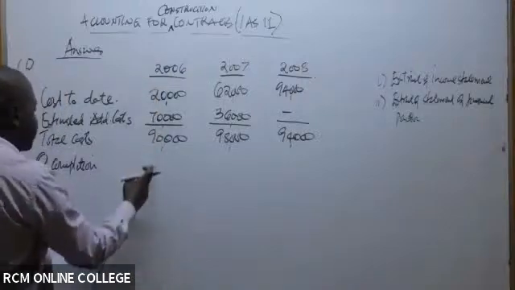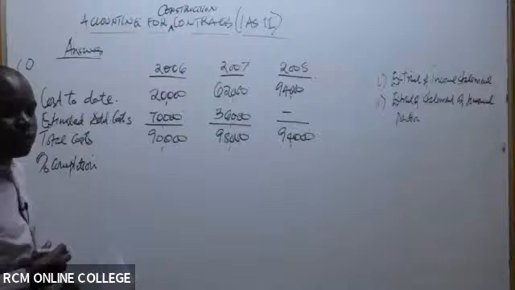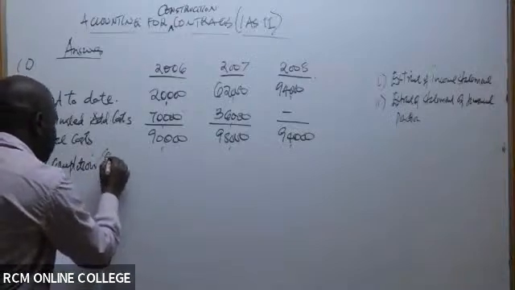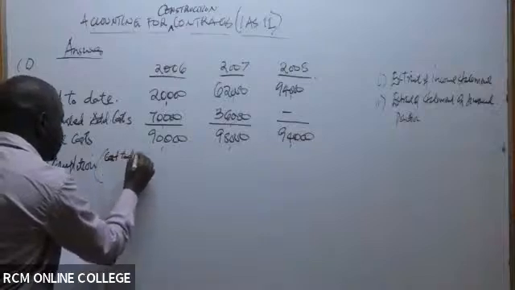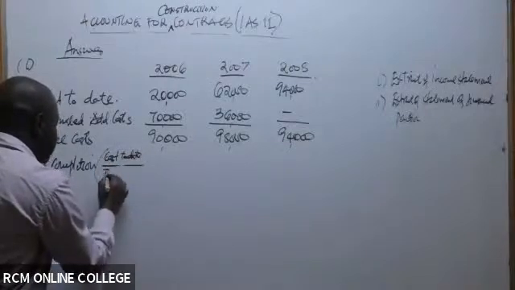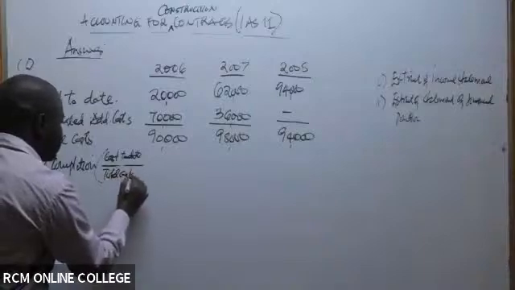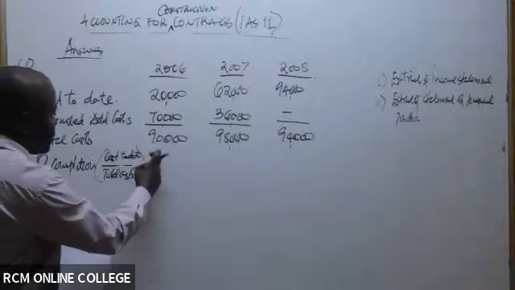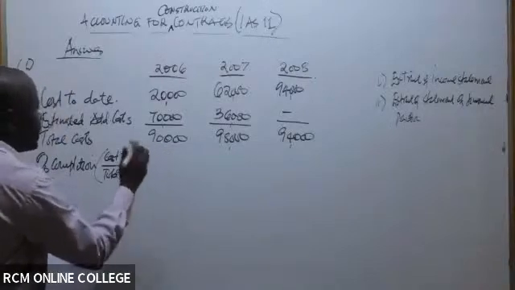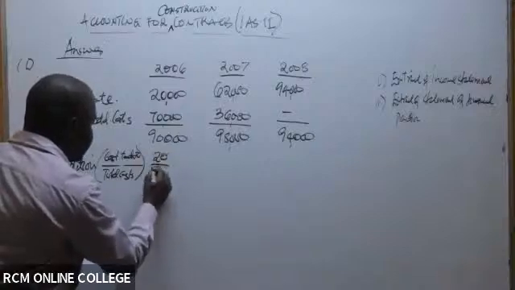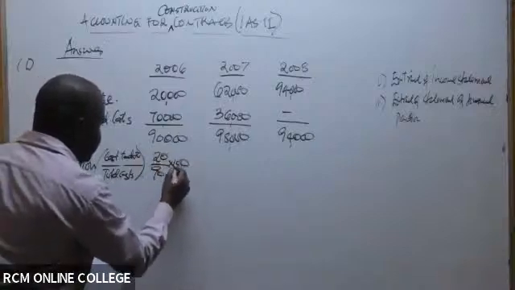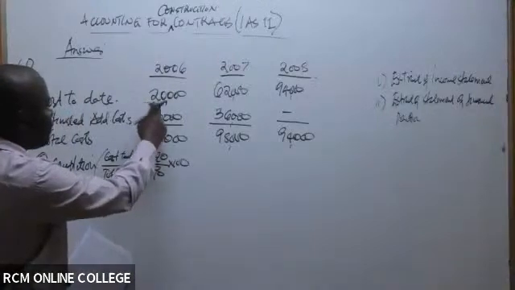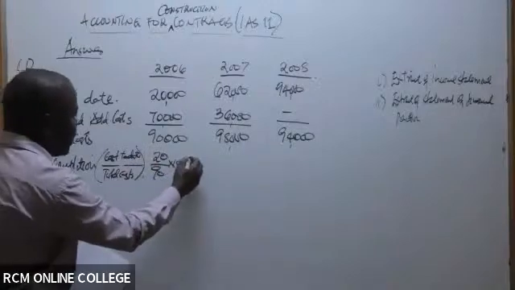Sinamaanisha in the first year 2006, for us to know the percentage of completion, unaweza eka formula hapo. Cost to debt divide by total costs. Sinamaanisha hapa itakuwa 20 over 90 multiply by 100. Nimechukua to the first figures. 20 over 90 multiply by 100%.